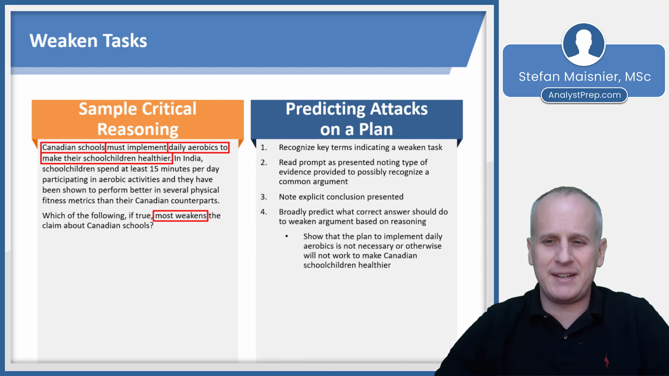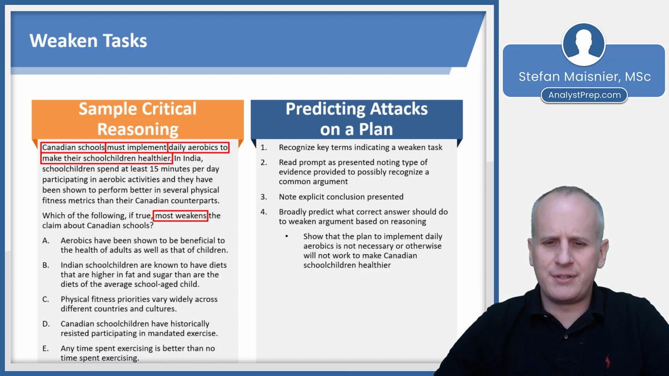So we want to show that the plan to implement daily aerobics in the Canadian schools is either not necessary, we could solve the problem some other way, or otherwise won't work to make Canadian school children healthier based on the evidence that's been provided. So we bring in our answer choices.